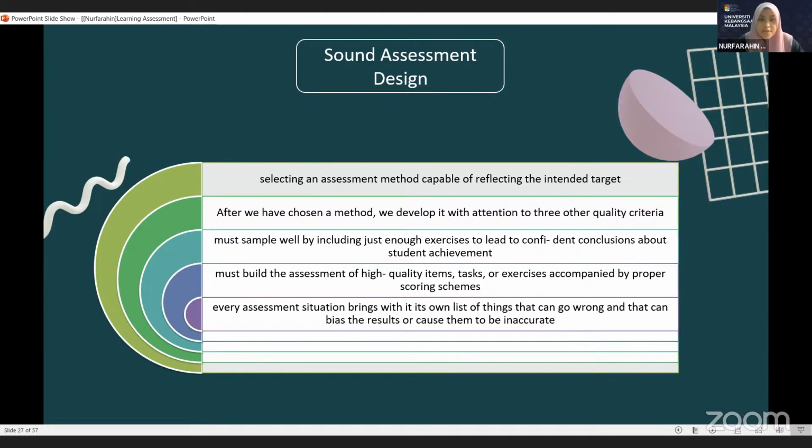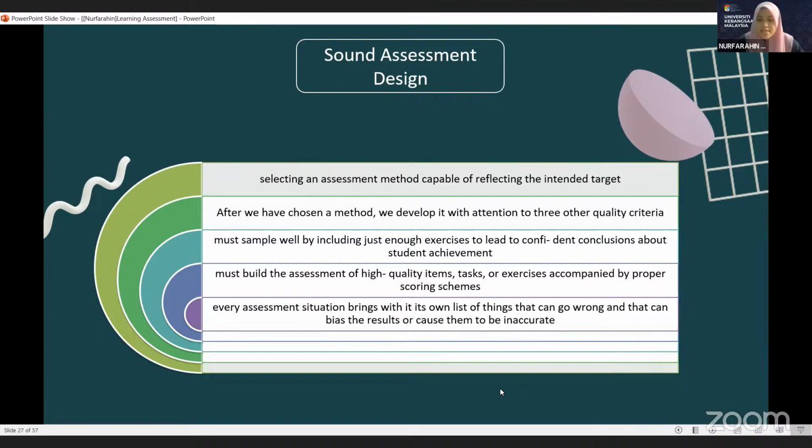What type of questions would be included in the assessment? What kind of observations would we like to assess? And as a teacher, you should also know what may go wrong with your selection, with your decision. What may go wrong with this type of questions? Are there going to be biases? Will this bias cause the results of your assessment to be inaccurate? So this is quite a mind-boggling stage, but it's okay.